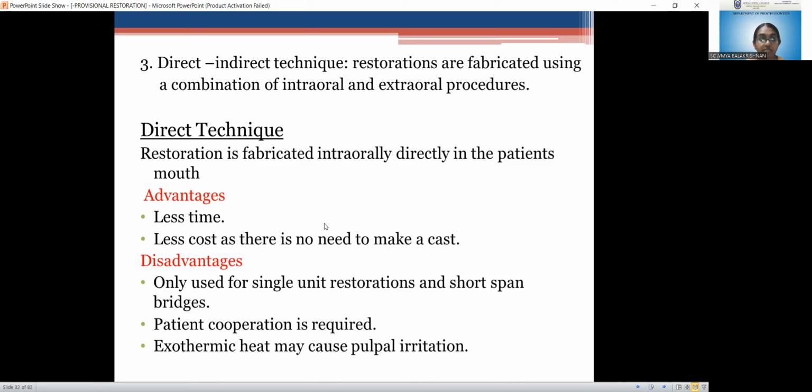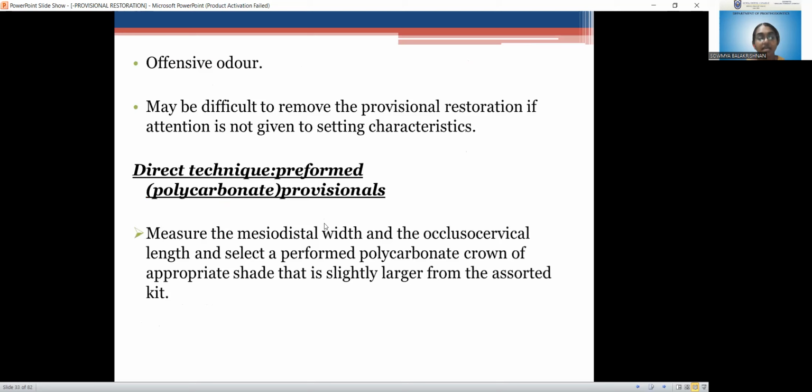The disadvantage is that it can be used only for a single unit restoration and short span bridges. We require patient cooperation because the chairside time is more. Also, while fabricating this provisional restoration, the material can release exothermic heat at the time of setting, which can cause pulpal irritation. And there is an offensive odor, and it is difficult to remove the provisional restoration if we are not giving proper attention to the setting.